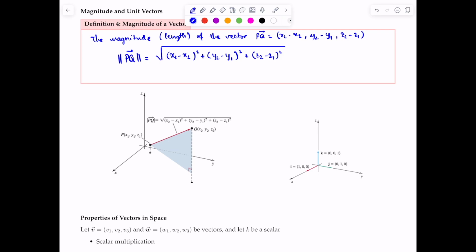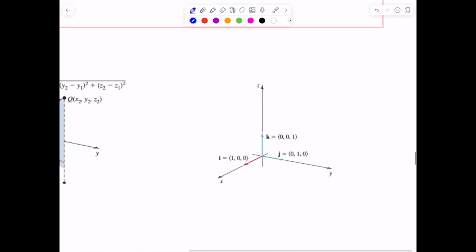So for the unit vectors, you have seen that earlier already when you talk about how to write a vector in standard unit vector form. In this case, I want to show you the standard unit vector form for the x-axis is written in the three-dimensional vector 1, 0, 0.